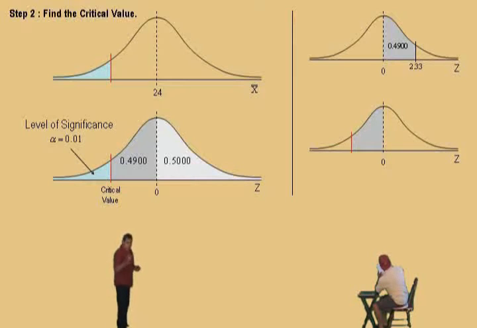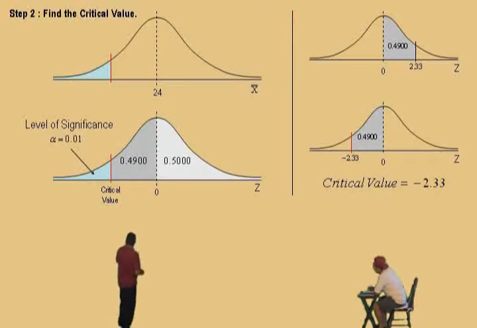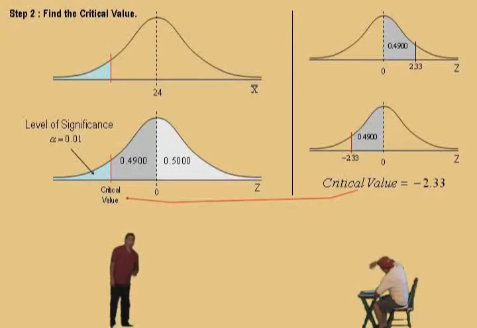So by symmetry, if the area to the right of 0 is 0.4900, the z value is 2.33. When you go to the left of 0 and the area is 0.4900, obviously that z value should be what, Charlie? Negative 2.33, by symmetry. And that is our critical value. So notice that critical value is right there. Okay. That completes step 2.